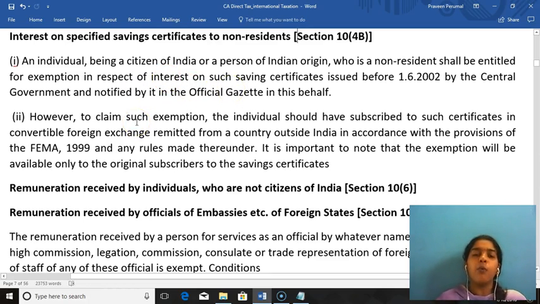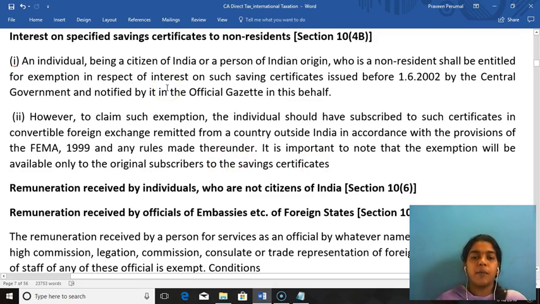Now, how to claim the exemption? Individuals should have subscribed to such certificates in convertible foreign exchange remitted from a country outside India. It should not be in INR. The individual should have subscribed only in convertible foreign exchange, in accordance with the provisions of FEMA and rules made therein. It is important to know that the exemption will be available only to the original subscribers to the savings certificate.